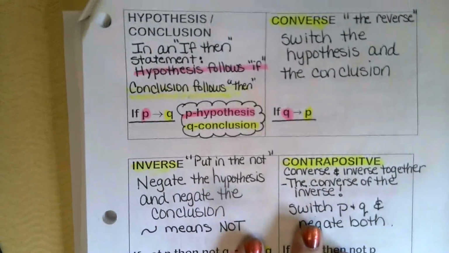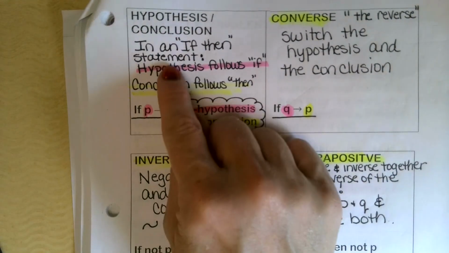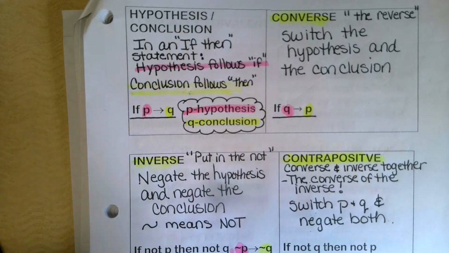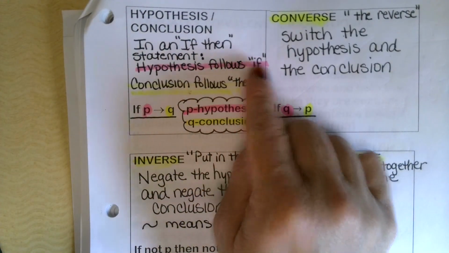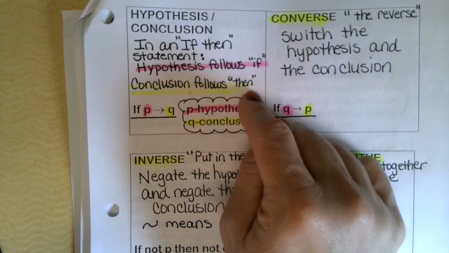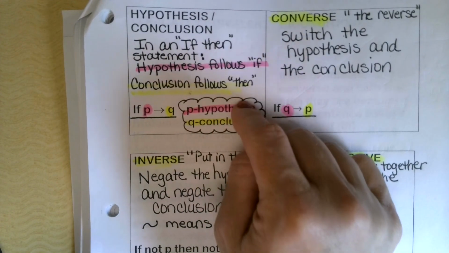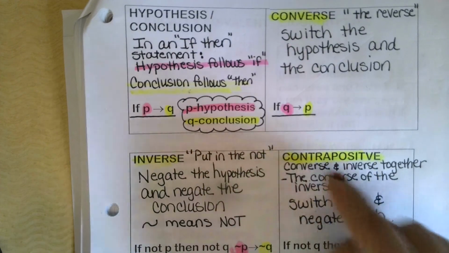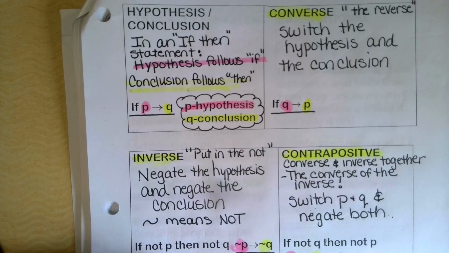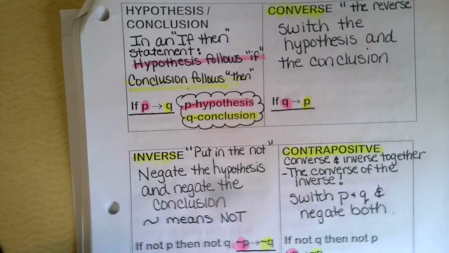Okay. By the way, when you're writing the hypothesis and conclusion, notice it follows. This is an easy way to miss a question on a test. Hypothesis follows the word if, the conclusion follows the word then. It does not include those two words. So if I asked you for the hypothesis of that example that I've used, what is the hypothesis? You would say, I clean my room.